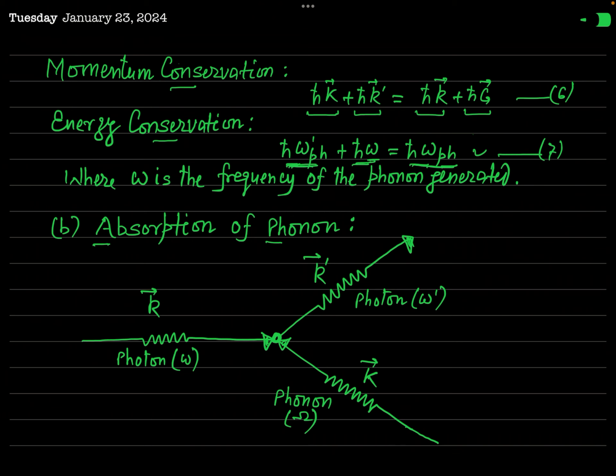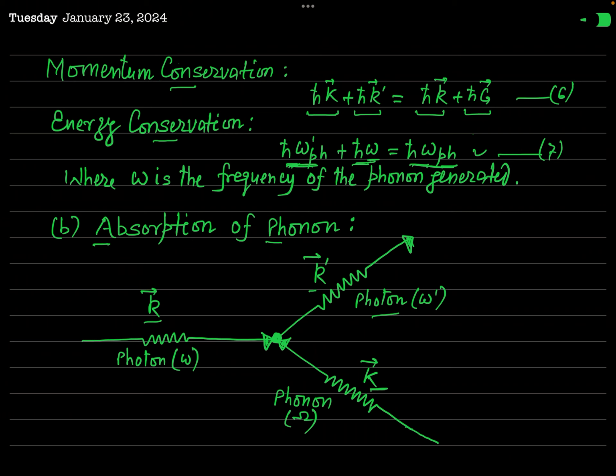Here I have shown that this small sphere is actually our lattice or crystal, on which a photon of wave vector kappa is incident, and at the same time we also assume that a phonon of wave vector k is also incident on this lattice. Okay, and this phonon gets absorbed, and after that a scattered photon appears whose wave vector is kappa dashed.